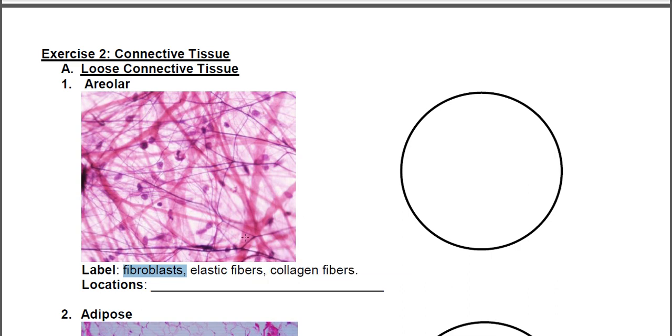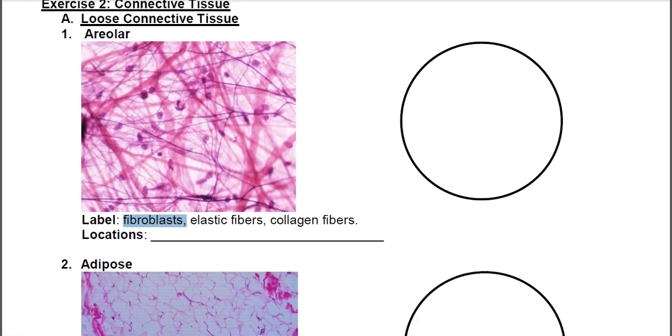Next, we have elastic fibers and collagen fibers. So I hope when you see this, you can see that there are large fibers. They're kind of pinkish colored, and then there are small, skinny, purple fibers. The collagen fibers are the large ones. The elastic fibers are the small ones. You won't see another type of tissue that looks like this. Areolar connective tissue is common in our body, but it has a very unique appearance to it.